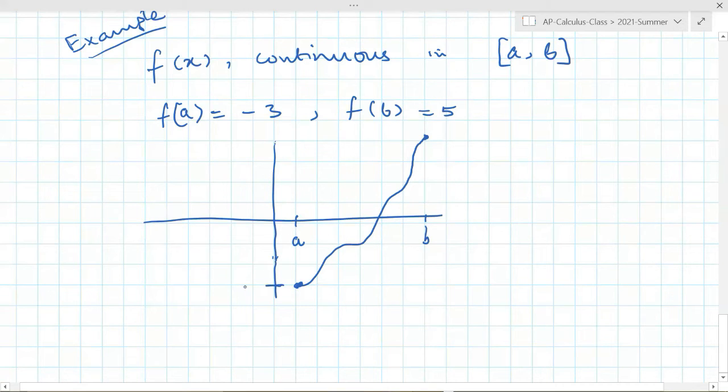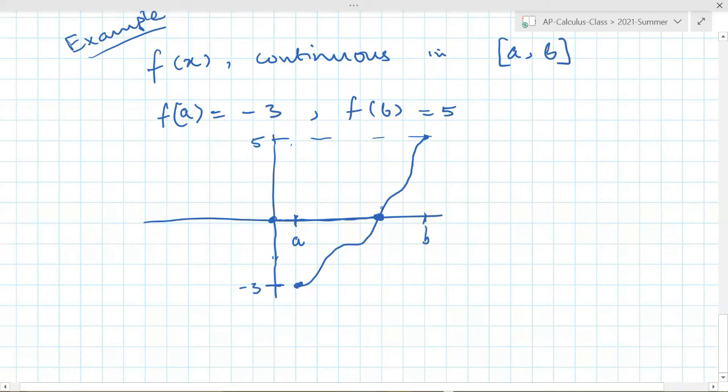So this is -3, and this is 5. It is saying any value you take between -3 and 5. So I can take 0, because 0 is between -3 and 5. So IVT guarantees that 0 appears on this graph between A and B. y equals 0 appears on this graph between A and B. This is guaranteed by IVT.